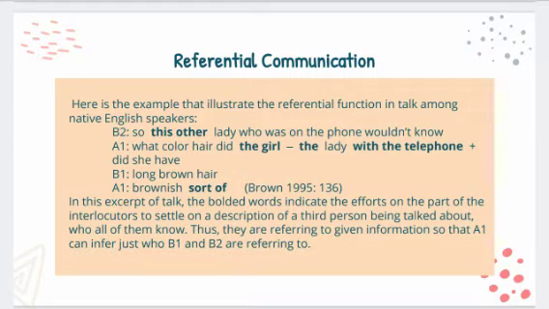In this excerpt of talk, the bolded words indicate the efforts on the part of the interlocutors to settle on a description of a third person being talked about, who all of them know. Thus, they are referring to given information so that A1 can infer just who B1 and B2 are referring to.